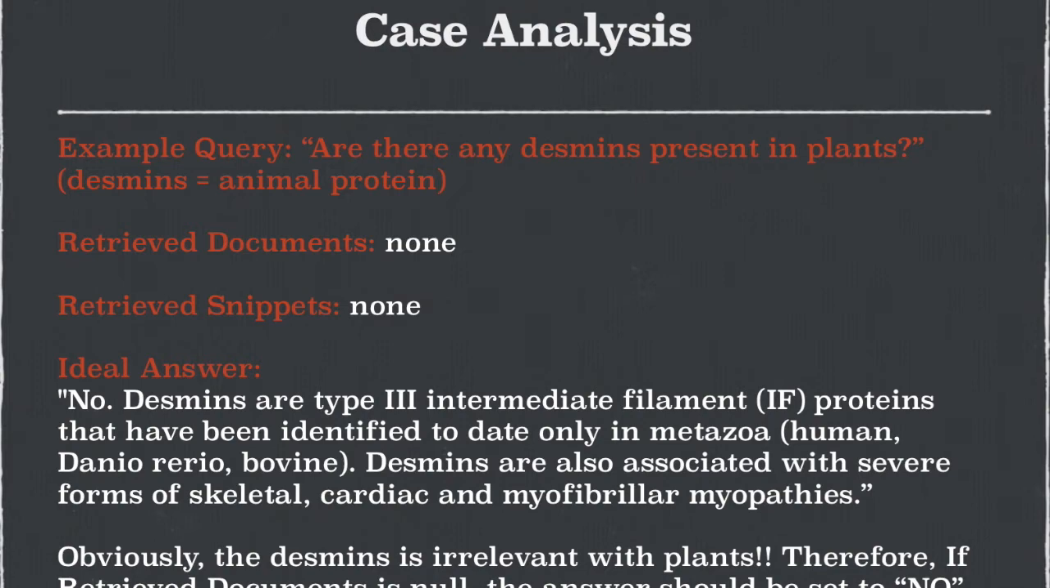When we did error analysis, we found a special case. For this question, no documents are retrieved, thus no snippets are extracted. Because there is not enough support, we set the default answer as no. Actually, this is very reasonable, because the ideal answer also indicates a no answer.